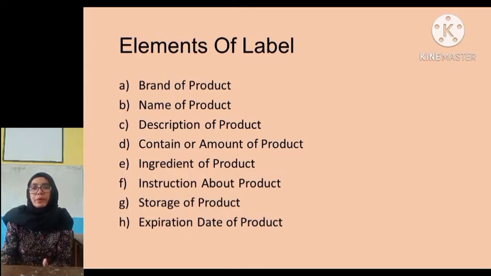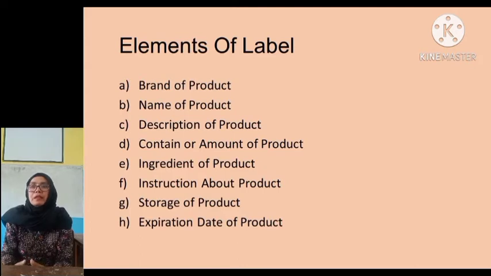For example, the brand of the product is Yamaha, Suzuki, and then the name of the product is Beat, Soul, something like that. I'm sure that you know about the motorcycles, and I hope you understand about the difference between the brand and the name. And then the next is description about the product. We must know about the description about the product.